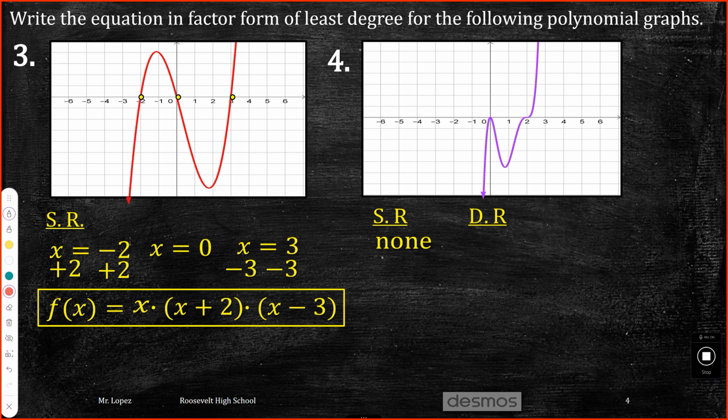Where is the double root at? X equal to 0. Where is the triple root at? X equal to 2.